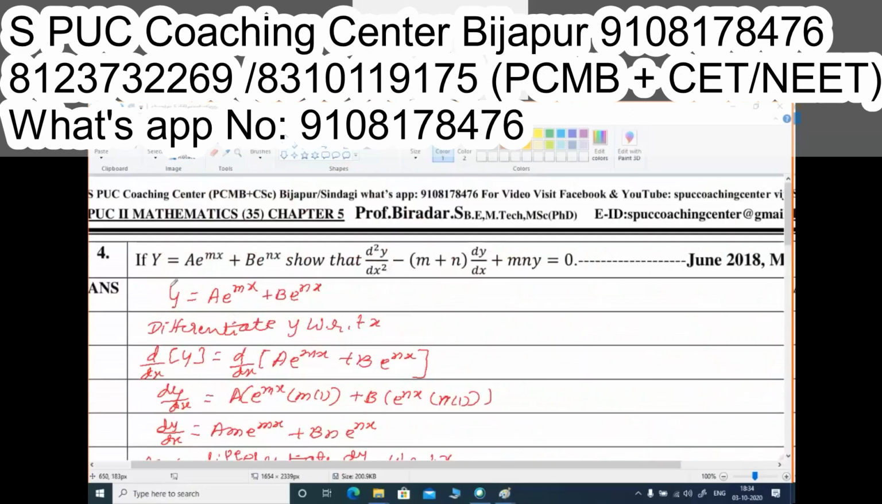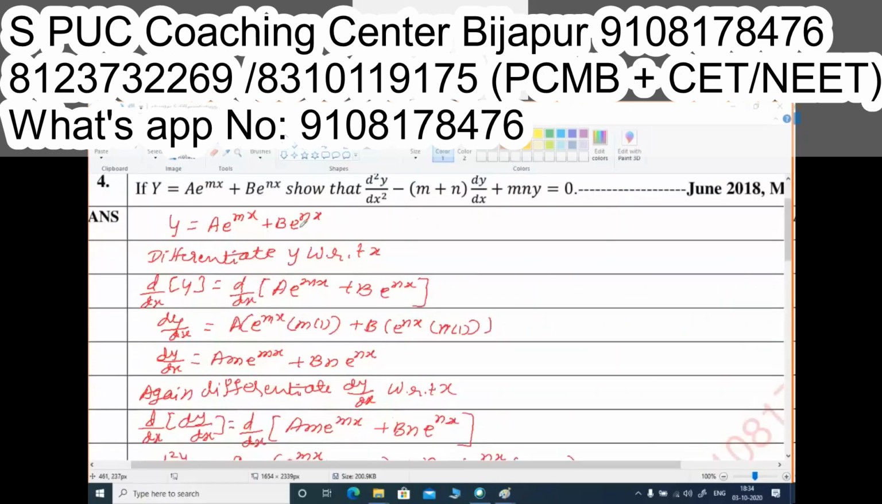So see this one here. Whatever the question, y is equals to a e raised to mx plus b e raised to nx he has given. I differentiated y with respect to x. Then you are going to use the summation rule, constant rule, as well as power rule. Constant rule, a is constant, e raised to anything is e raised to anything, and then the differentiation of mx is m into 1, that is m only. Similarly for b e raised to nx, then you are going to get dy by dx as am e raised to mx plus bn e raised to nx.